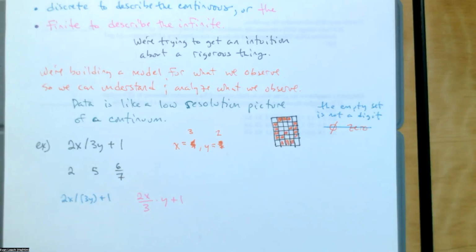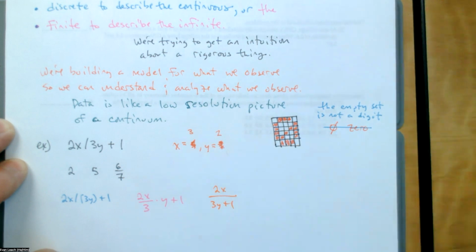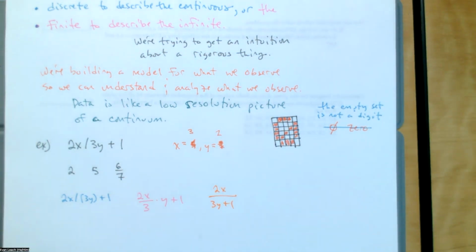Then, depending on what your algebra upbringing was like, maybe you look at the divide by 3y and you say that 1 is clearly supposed to be part of the denominator. And so you interpret this as 2x over 3y plus 1, which leads to 6/7.